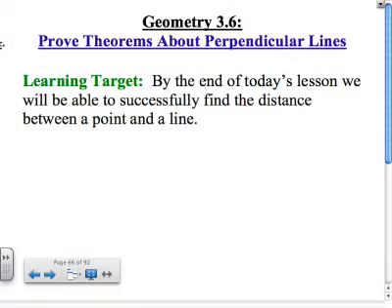Section 3.6, we're going to look at proving theorems about perpendicular lines. There will be some proofs involved here, but we'll also just use these theorems to set up equations and solve for various angle measures in a diagram.